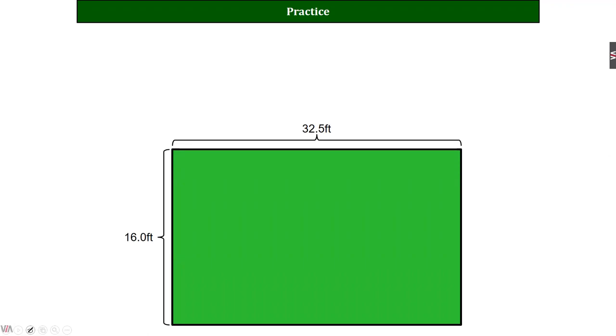So here's the best example I can come up with, something physical that has both of these operations at the same time. Let's say we've got a room that's roughly the same square footage as this one was before they remodeled it. 32.5 feet wide by 16 feet deep. What's the area of the room with the right number of sig figs?